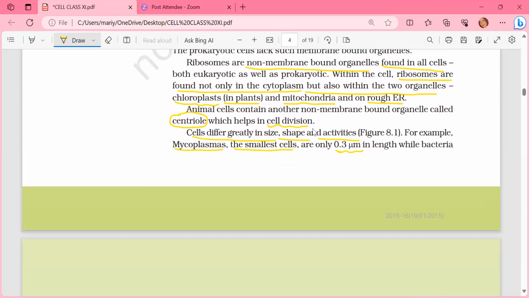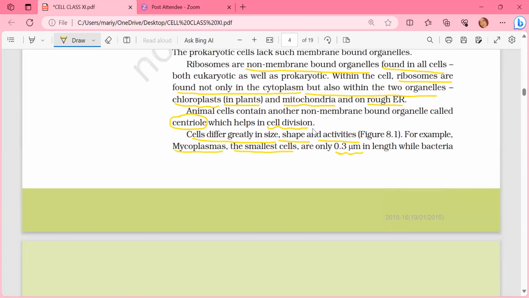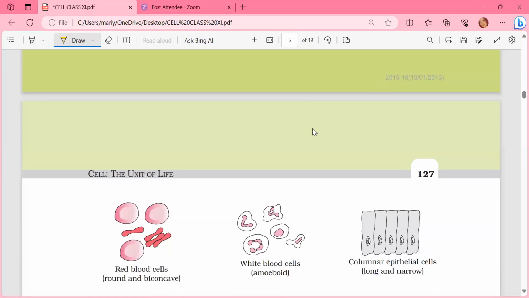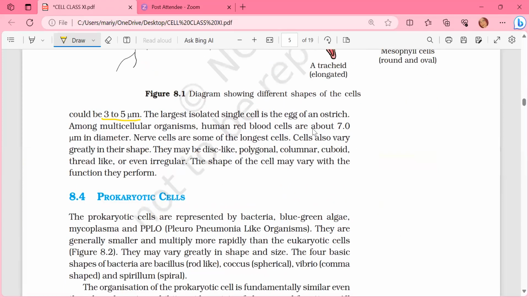While the bacteria could be 3 to 5 micrometers. So just imagine how small a mycoplasma cell would be. These are the smallest cells, whereas even bacteria are bigger than them. And the largest single isolated cell is the egg of an ostrich. Among multicellular organisms, human red blood cells are about 7 micrometer in diameter. Nerve cells are some of the longest cells, really long.